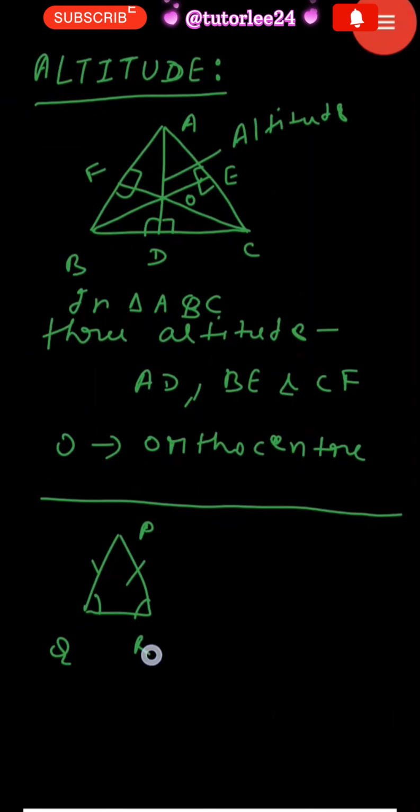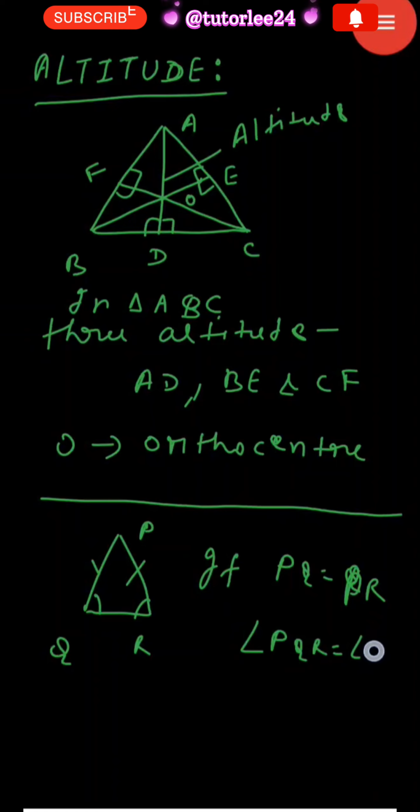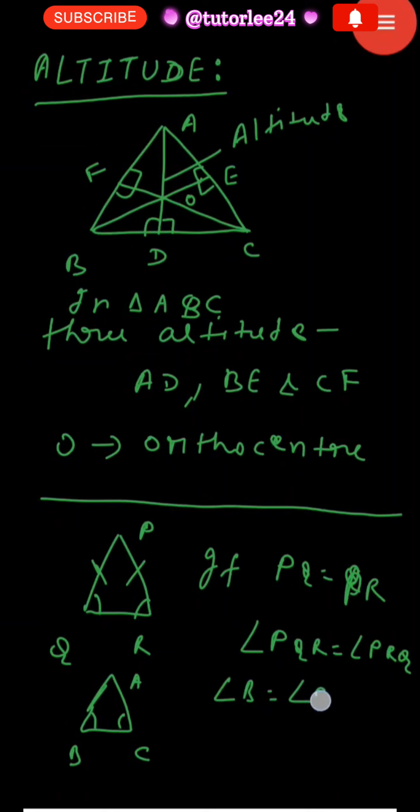Suppose in triangle PQR, PQ is equal to PR. So angle PQR must also be equal to angle PRQ. So this concept you must remember. If two sides are equal, their opposite angles must be equal. The vice versa of this is also true. Suppose in triangle ABC, angle B is equal to angle C. Therefore we can write AB is equal to AC. So their opposite sides must also be equal.